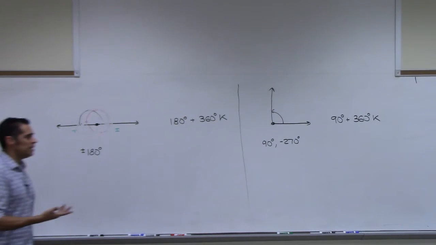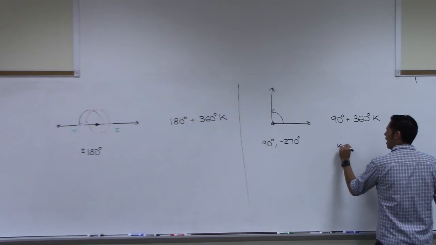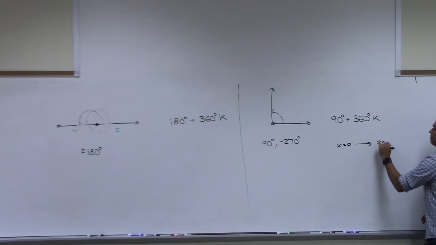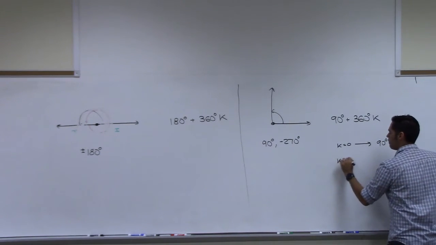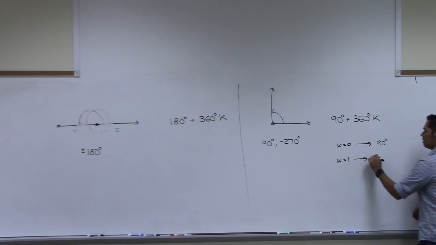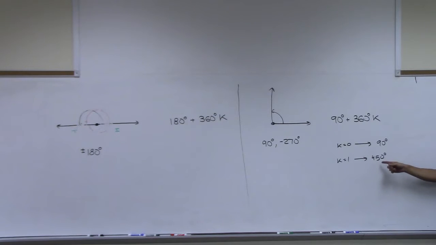Now I want to try and convince you that this works. Let me just tell you, what happens if k is 0? Because remember, k is an integer. If k is 0, what's the angle? 90. Okay. What if k is 1? 450, right? 360 plus 90, 450. So 450 degrees, if I ask you, hey, show me 450 degrees, that would be that angle.